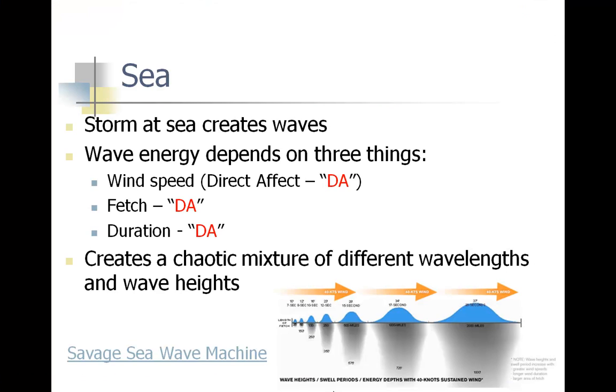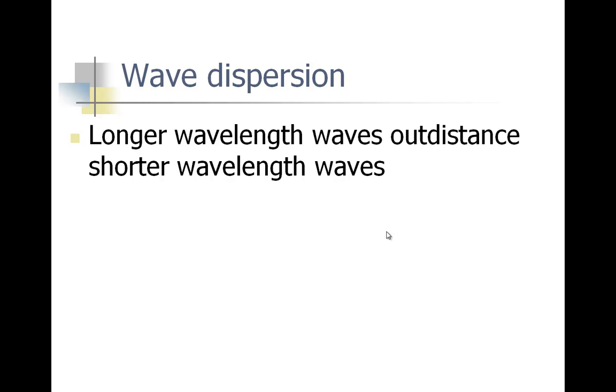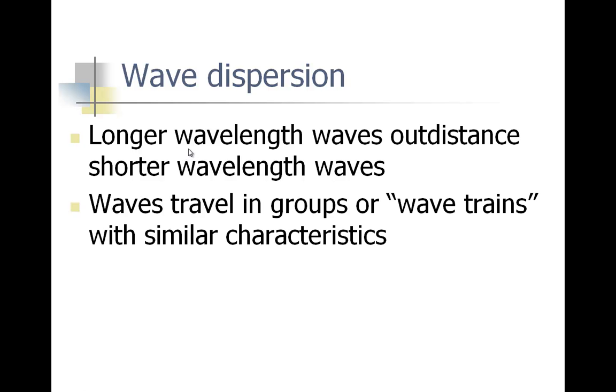The second thing they're going to do is look at wave dispersion. Wave dispersion is talking about waves and how fast they travel. Longer wavelengths travel much farther than shorter wavelength waves. So if you've got waves that are 50 feet apart, they're going to travel farther than waves that are 5 feet apart. And that's just the way the energy works, how long the energy lasts to create the waves.